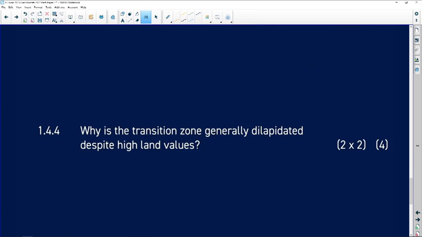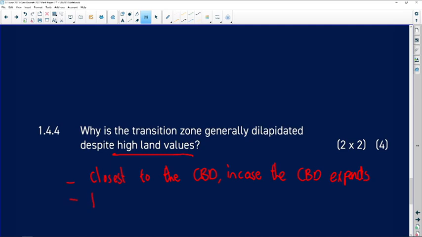If you look at question 1.4.4, why is the transition zone generally dilapidated despite the high land values? So I just mentioned it to you because it's closest to the CBD in case the CBD expands. And the homeowners can still get high prices.